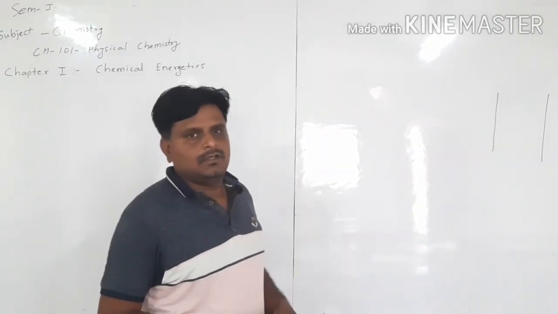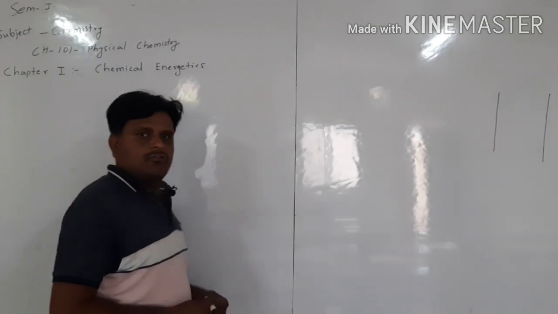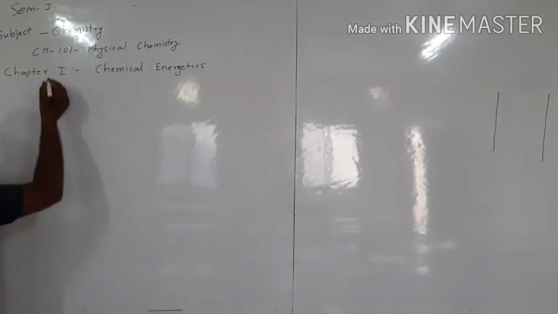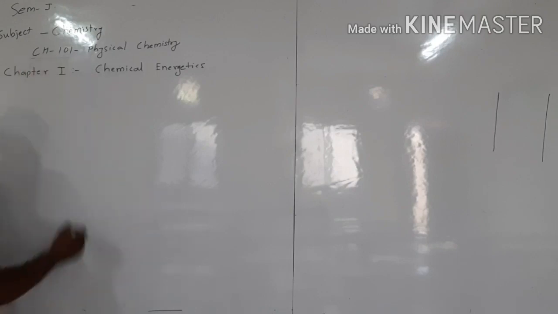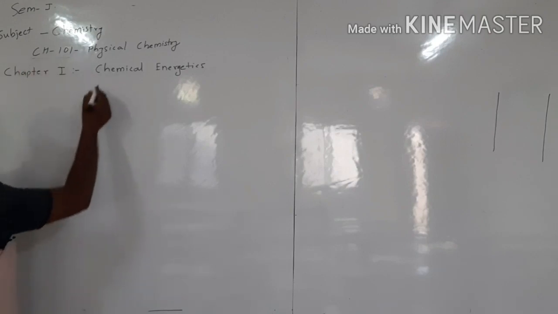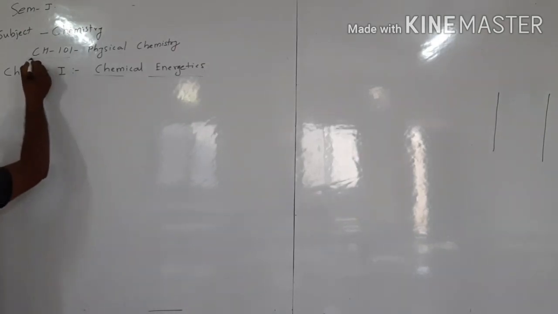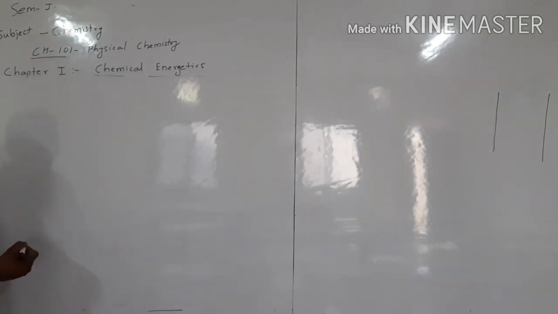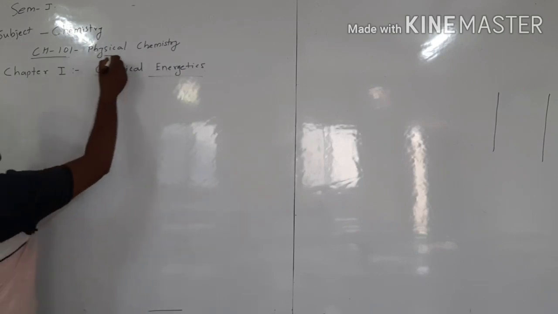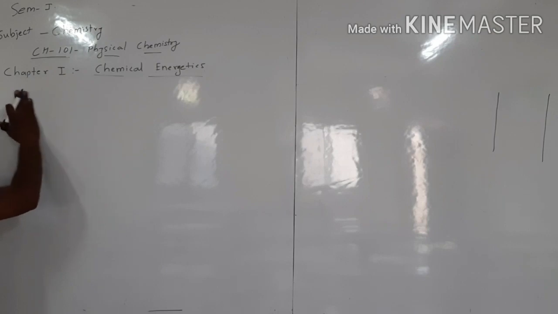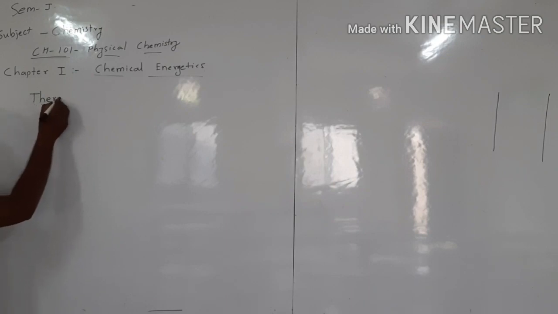Our syllabus of chemistry for the semester. First, we start here with chapter first, chemical energetics, of subject CH101 physical chemistry. Okay, chemical energetics. Now we discuss the first point, thermodynamics.